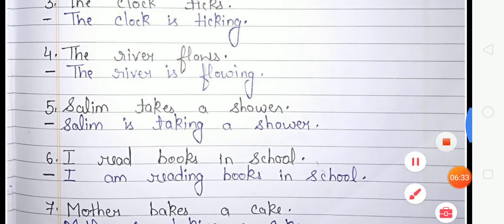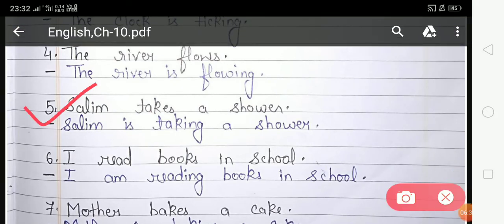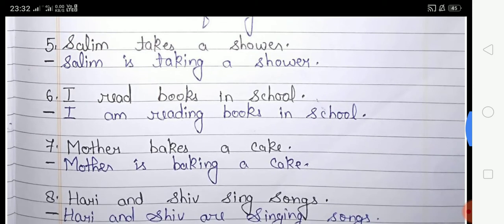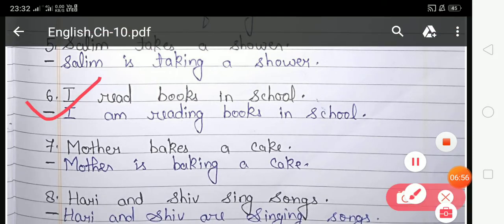Now look at fifth number, Salim takes a shower. So student, here Salim is the name of only one person, and when we are talking about only one person, then we use is with him, and in the action word you have to use ing, so the sentence will become Salim is taking a shower. Now look at sixth number, I read books in school. So student, here with I we always use am, and in the action word you have to use ing, so the sentence will become I am reading books in school.